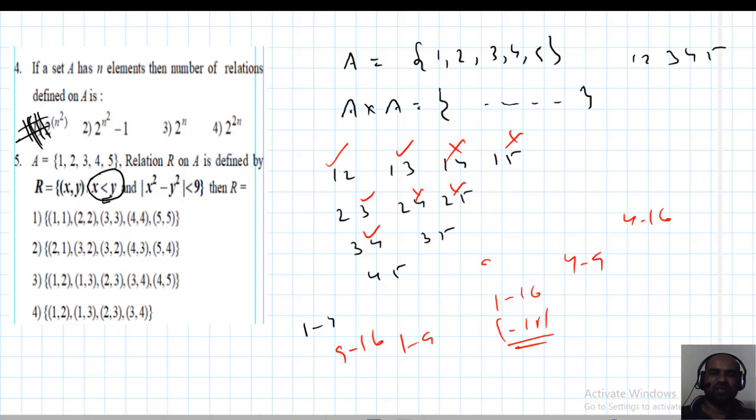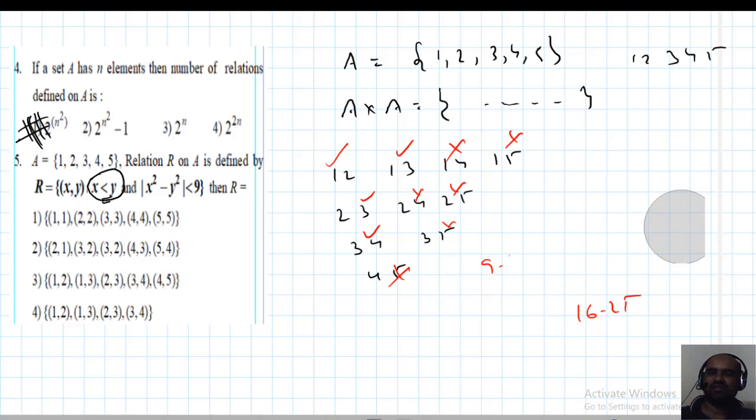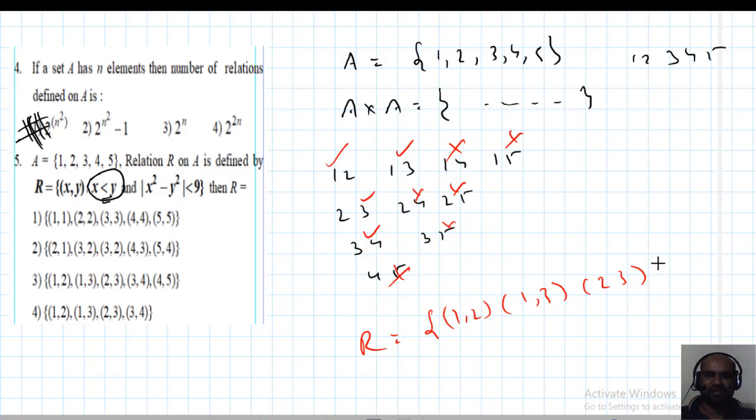3 comma 5 won't satisfy: 9 minus 25 is 16, not satisfied. 4 comma 5, 16 minus 25 means 9, and 9 less than 9, equal is not there, so not satisfied. What are the remaining ordered pairs? Only 1 comma 2, 1 comma 3, 2 comma 3 and 3 comma 4. This is the relation R. Now identify where that is. Okay, so I can go with the fourth option. All the ordered pairs are there. Fourth is correct.